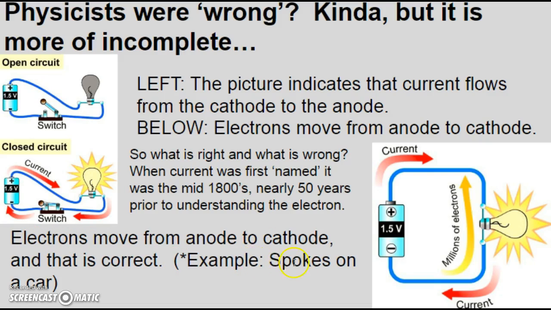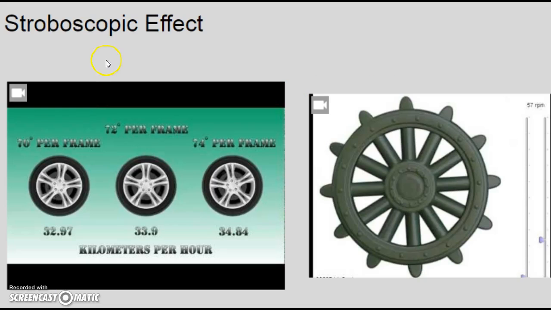But the reason might be a little bit different for why we see these two different directions, current in one direction and electrons in another direction. And it's the concept of why we see spokes on a car moving forward, but yet we see the spokes moving in the opposite direction. This process is actually called the stroboscopic effect, and you can watch these videos. I'll load them for you to view. But it's the same concept. We know a car is moving forward, but the spokes actually appear to be moving backwards.